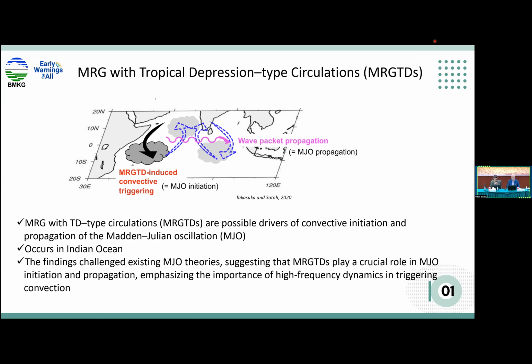Yes, there's another question, and I think that will be the last one because we are out of time. From the operational perspective, what is the contribution of this product to daily forecasting?